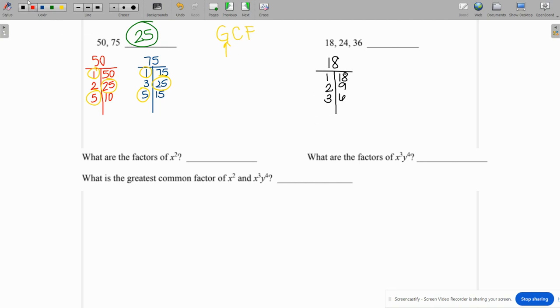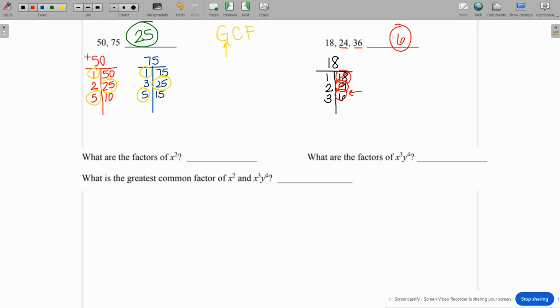So then you can go through and, starting with the greatest factor, ask if this factor, for instance here, 18, is a factor of 24 and 36, which it is not. Then go to 9. Is 9 a factor of 24 and 36? Well, it is of 36, but it's not of 24. So this can't be the greatest common factor. How about 6? 6 is a factor of 24 and 36, which means 6 is the greatest common factor.